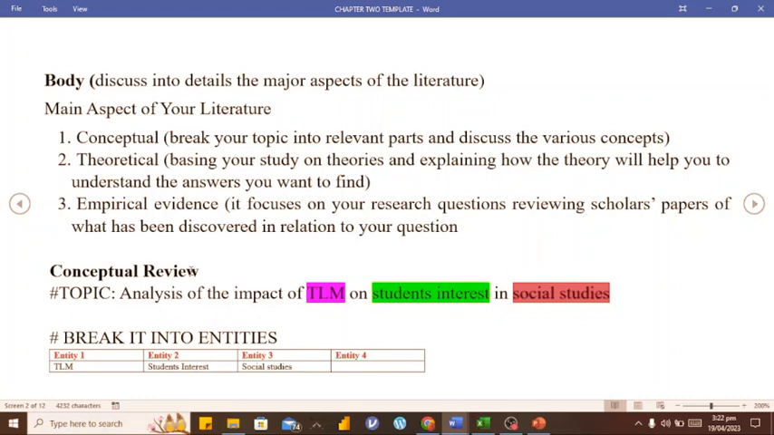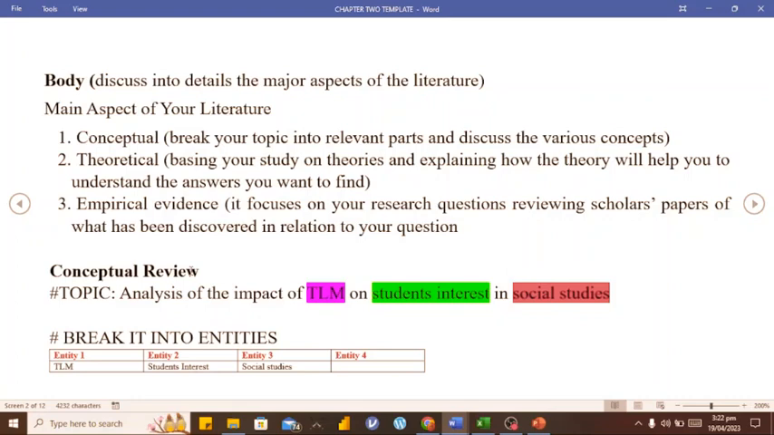Then empirical evidence means that we want to see evidence of what others have done in your research area. We want documentary evidence of what people have done in that area. So if you are talking about the usage of TLM, you have to talk about what researchers have found on the usage of TLM, so that people will begin to understand you. So you give evidence. This is about documentary evidence, what people have found out. This is why you use the abstract. So with empirical evidence, you use the various abstracts in explaining all these things.